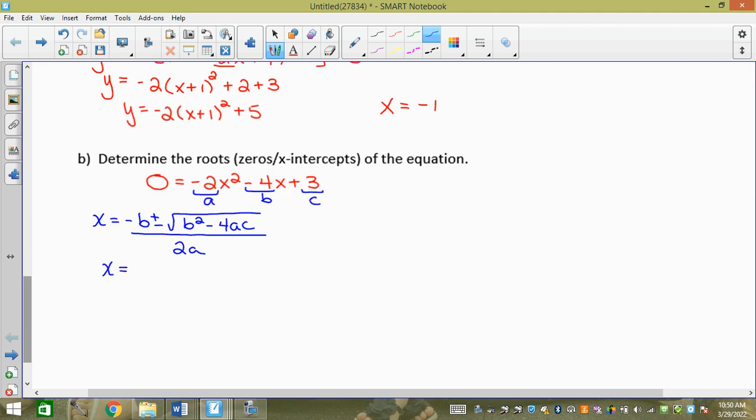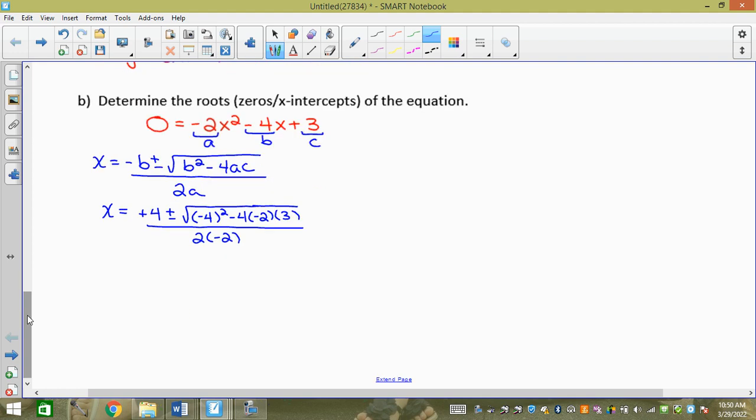So I get x equals negative and negative 4, so I get plus 4, plus or minus, and then I'm going to get negative 4 squared, minus 4 times negative 2 times 3, all over 2 times negative 2. So I get x equals 4, plus or minus, and what do you get when you put that in? It's going to be 16 plus 24, 40, over negative 4. And then what do I have to make sure I do?